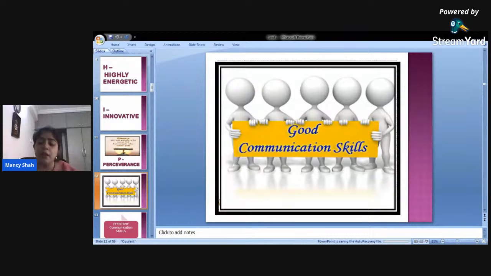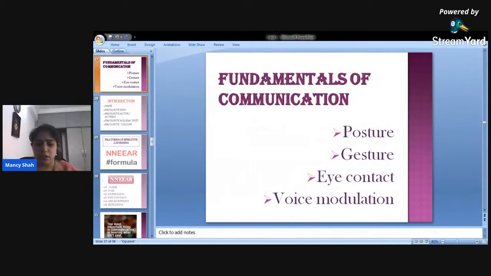Then comes the gestures. Your gestures is all about the hand movement. I'll have to show you how it happens. Yeah, now the hand movement.